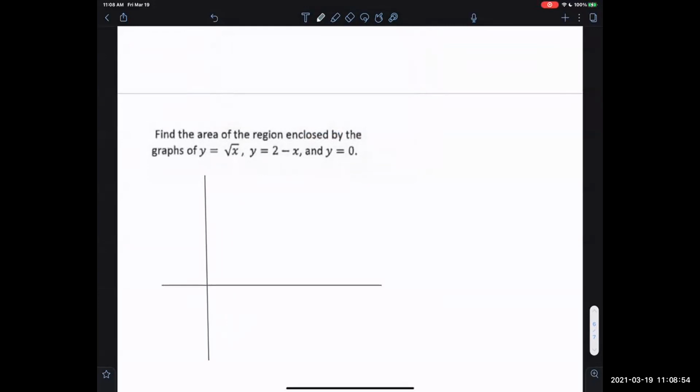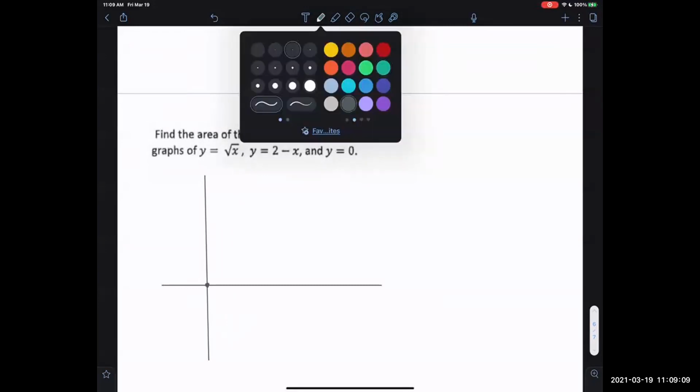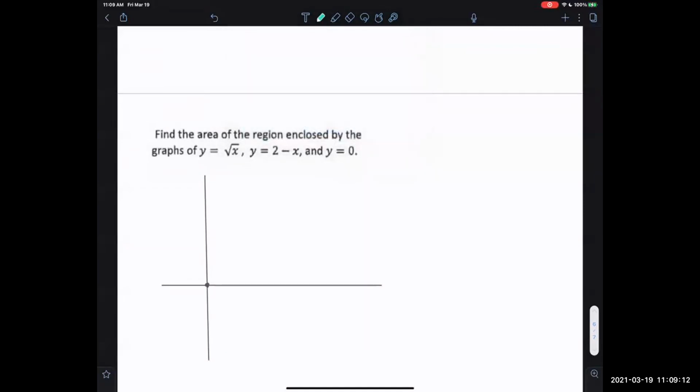Okay. Find the area of the region enclosed by the graphs of y equals square root of x and y equals 2 minus x. Okay. So I'm going to try and make a rough sketch. So starting at 0, 0, right? Square root of x, 1, 1 is a point. 2, 3, 4, 4, 2 is a point. So I'm trying to be a little bit deliberate with my picture. Okay, that's square root of x.